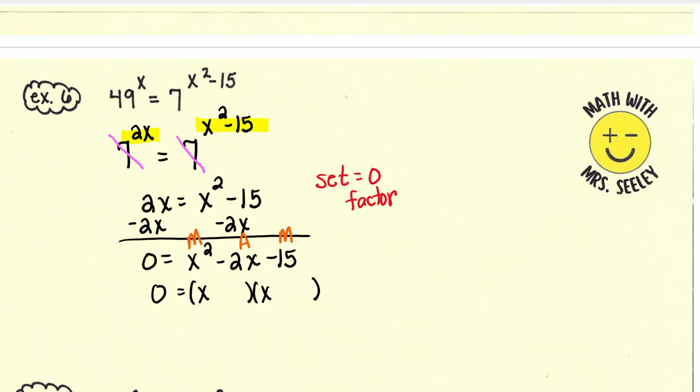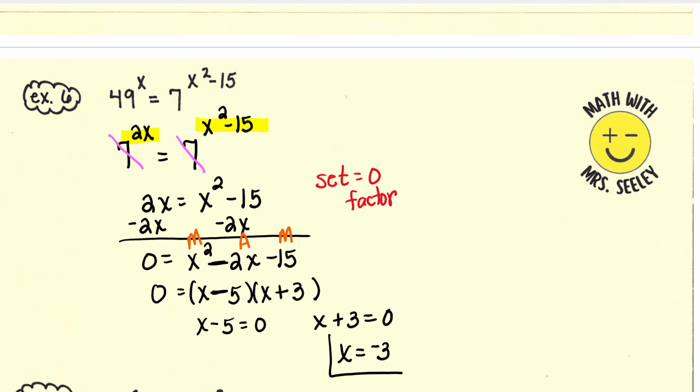15 multiplying but adding to get 2 would be a 5 and a 3. But look at your middleman. Your middleman is negative. So we need the bad guys, the negative guys, to win. So negative 5 and positive 3 adds to get negative 2, but multiplies to get negative 15. All right, set them each equal to 0. And when you do, you'll subtract over your 3, and you'll add over your 5, and you'll get x equals 5 and x equals negative 3.